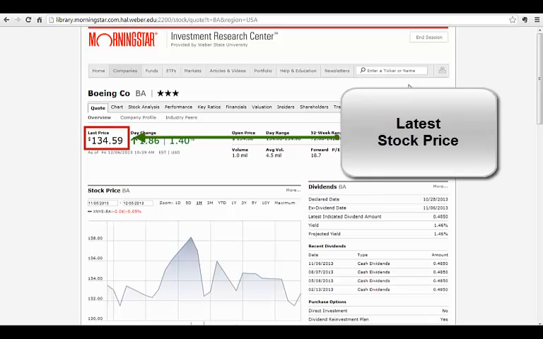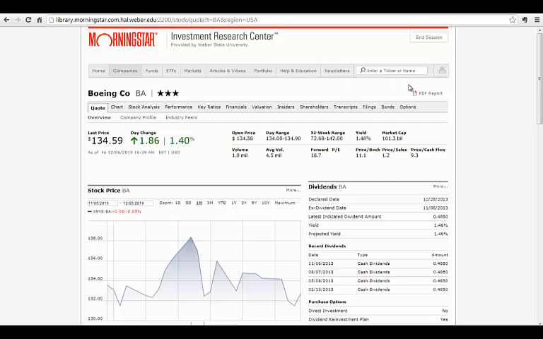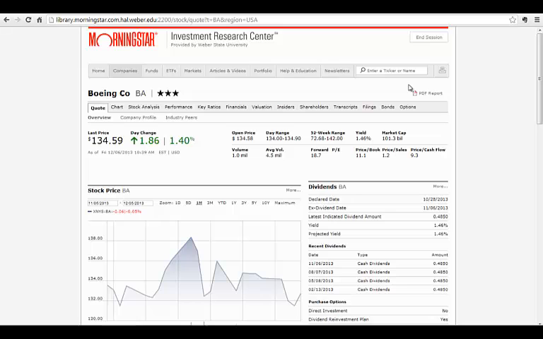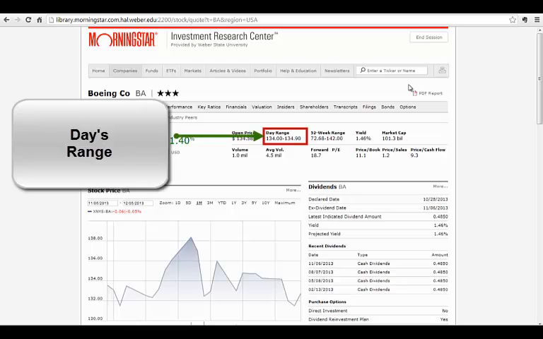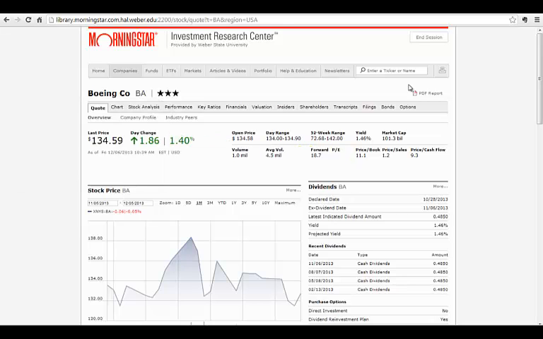Just below you can see the last price of the stock, the change in the stock price for the day, whether it be up or down, and the percentage change in the stock. Other information also includes the opening price for the stock, the day's price range for the stock, the range over a 52-week period, the yield for the stock, market cap, and the forward PE, which is the forward price to earnings ratio, among other information.